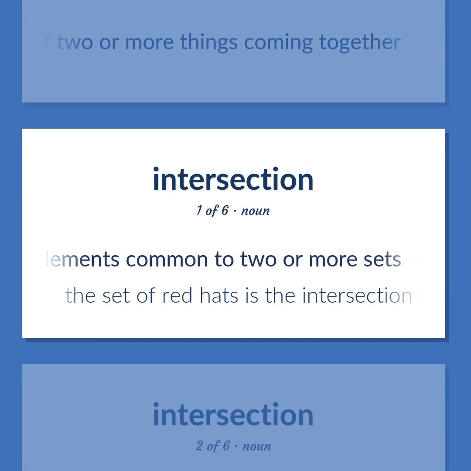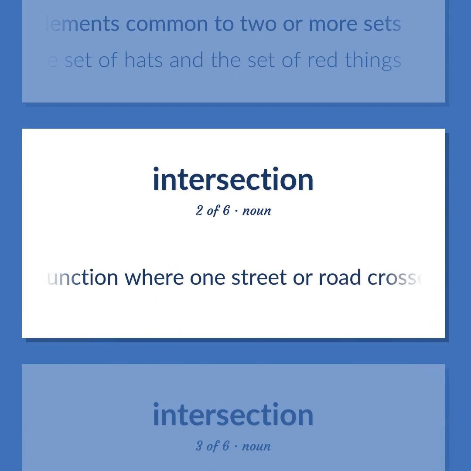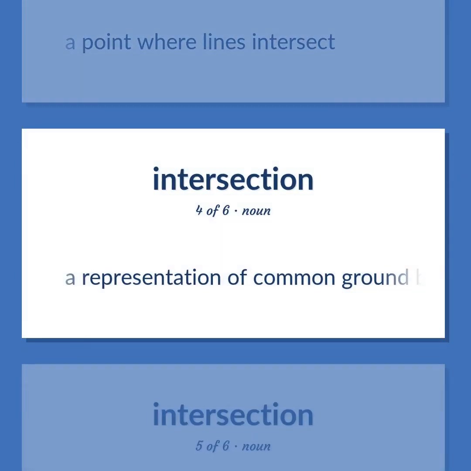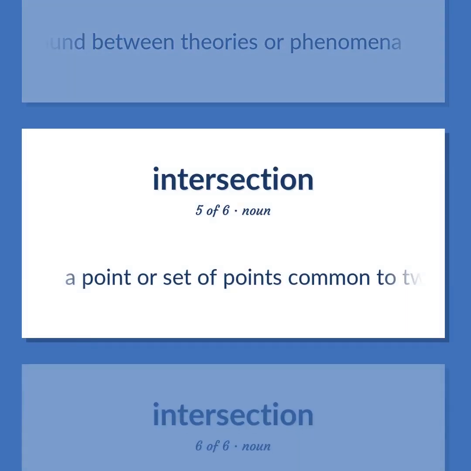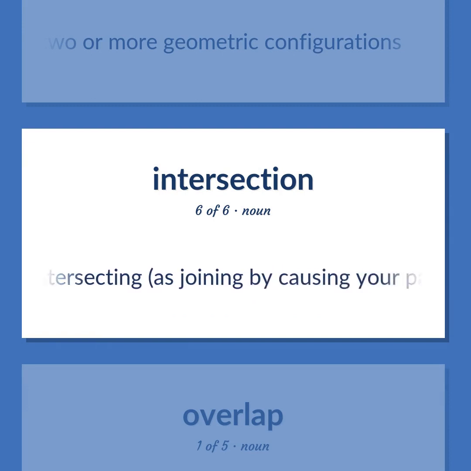The set of red hats is the intersection of the set of hats and the set of red things. A junction where one street or road crosses another. A point where lines intersect. A representation of common ground between theories or phenomena. A point or set of points common to two or more geometric configurations. The act of intersecting, as joining by causing your path to intersect your target's path.